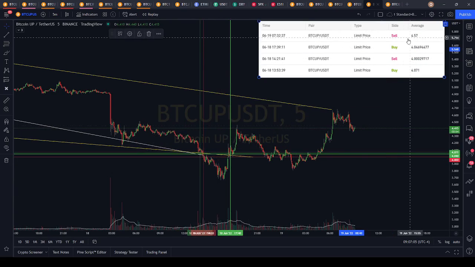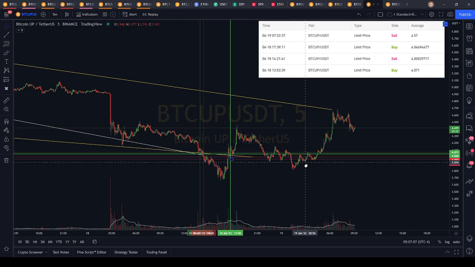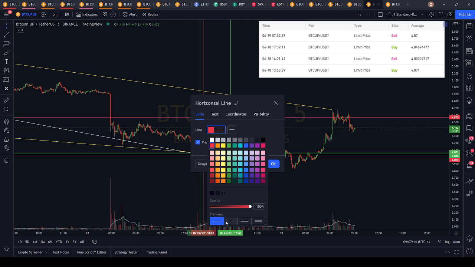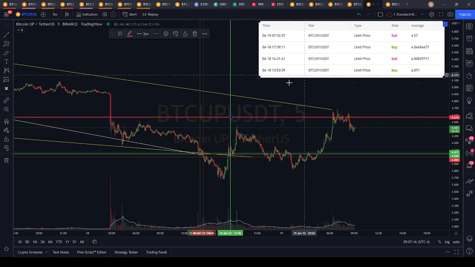And let's go for the sell. Just add that in while we're at it. So 4.57 is the sale price. 4.57. And we'll do the same pattern here. Make it bigger. And what time? That would have been this morning.